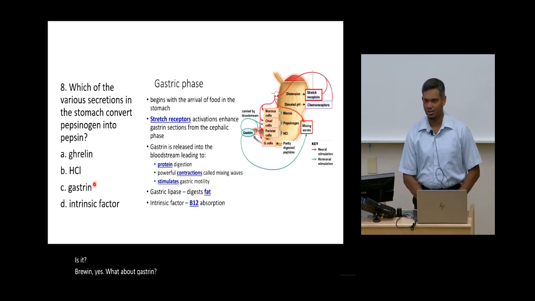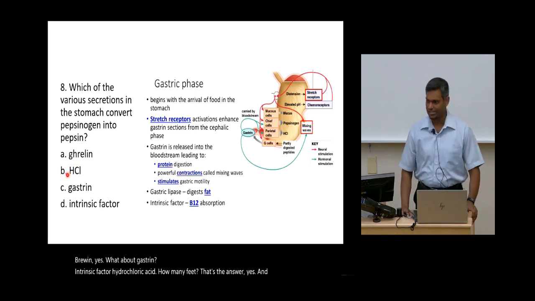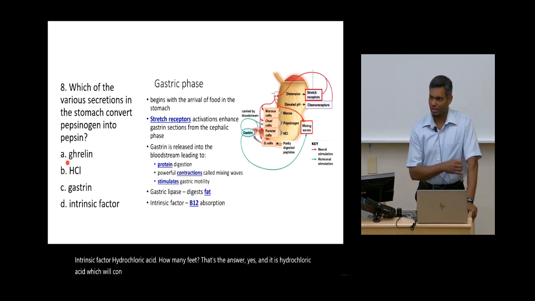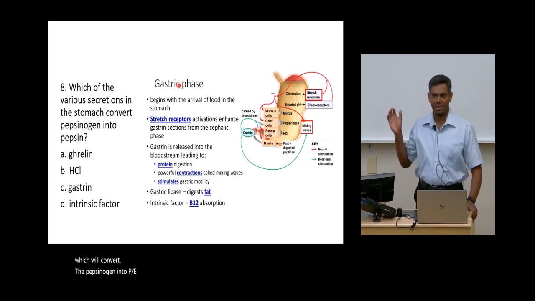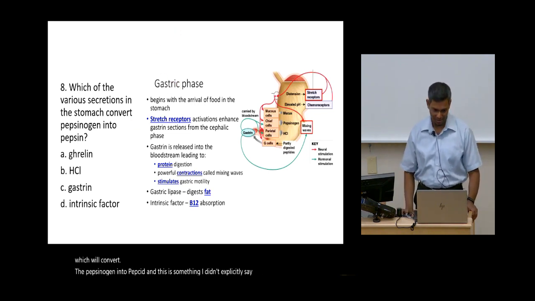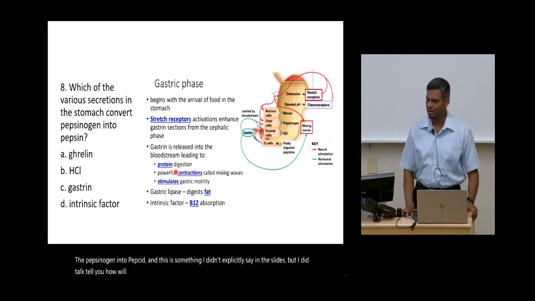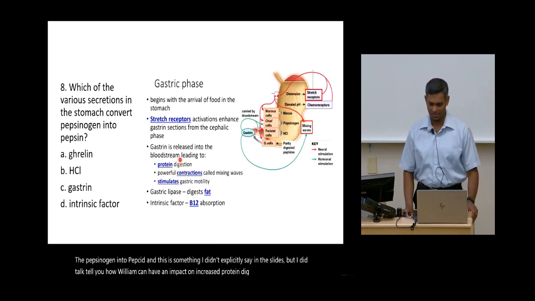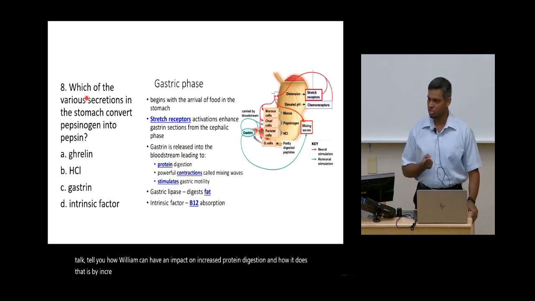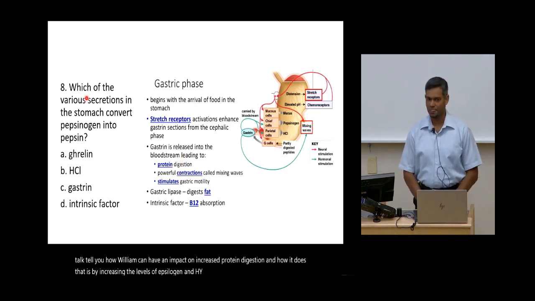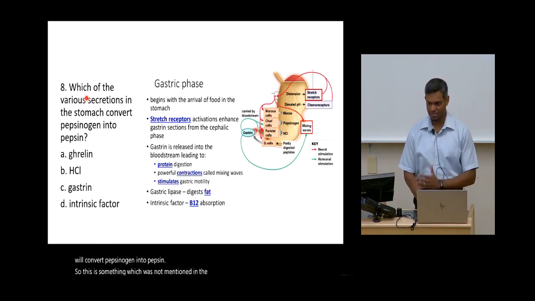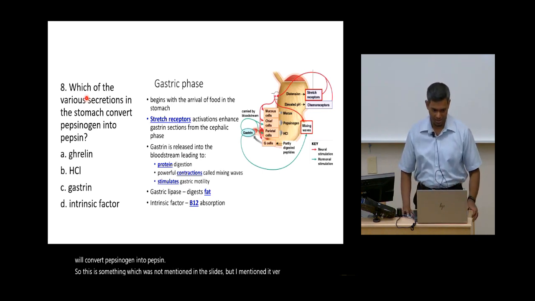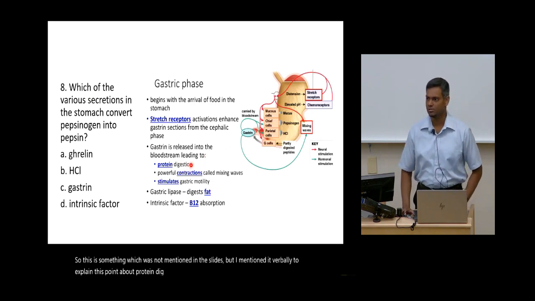Intrinsic factor? Hydrochloric acid? How many of you think that's the answer? Yes. And it is hydrochloric acid, which will convert the pepsinogen into pepsin. And this is something I didn't explicitly say in the slides, but I did tell you how ghrelin can have an impact on increased protein digestion, and how it does that is by increasing the levels of pepsinogen and hydrochloric acid, and so hydrochloric acid will convert pepsinogen into pepsin. So this is something which was not mentioned in the slides, but I mentioned it verbally to explain this point about protein digestion. Is this clear, folks?